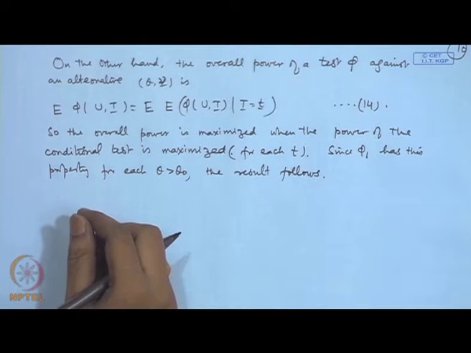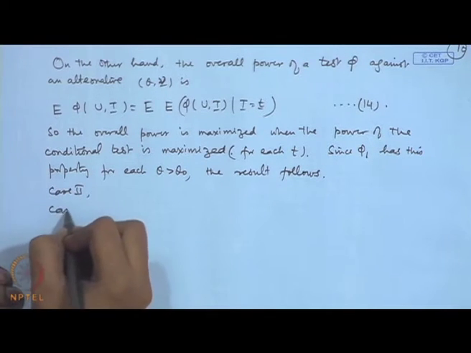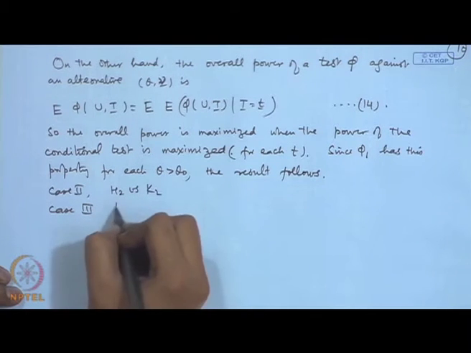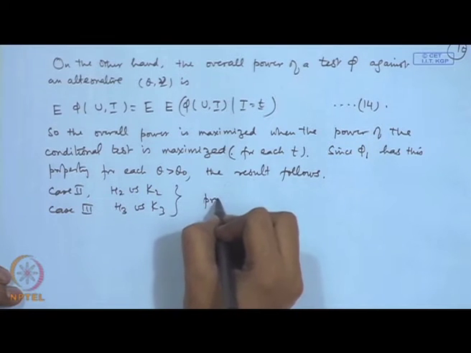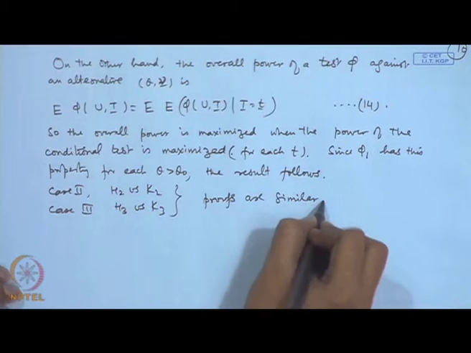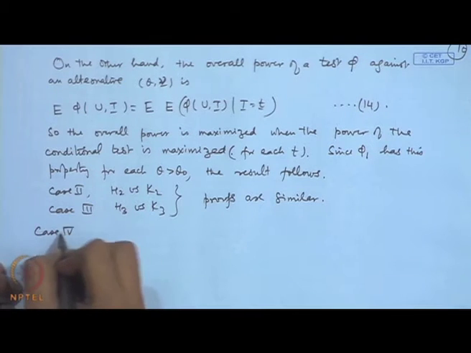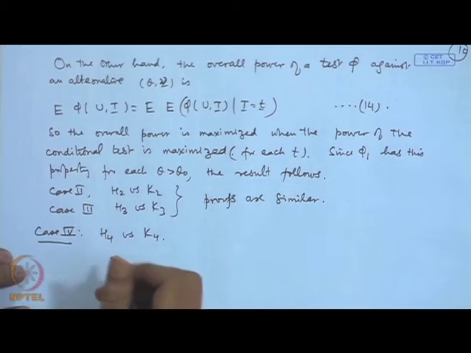I am not stating the case 2 and case 3, that is H 2 versus K 2 and H 3 versus K 3. So, the proofs are similar. Okay. Let me take case 4, that is H 4 versus K 4.